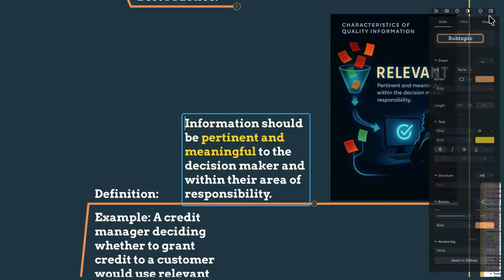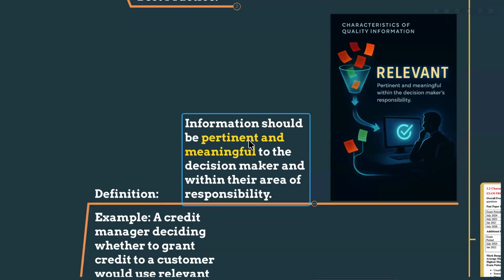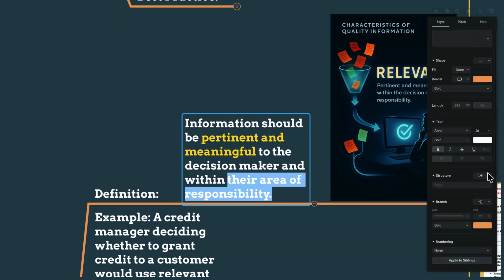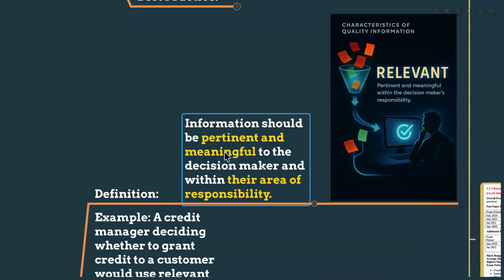It means it should be relevant with them. So the information should be pertinent and meaningful to the decision maker and within their area of responsibility. We cannot give a marketing report to the finance manager or the bank reconciliation report to the marketing manager because those are irrelevant for both, right? So you have to provide the information that is very relevant for their particular authority, within their decision making authority, right?